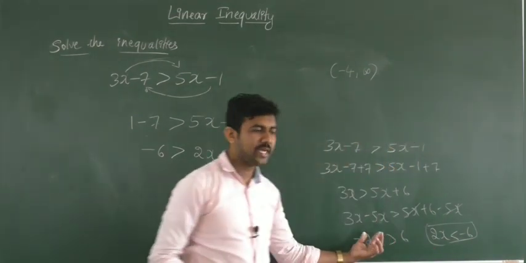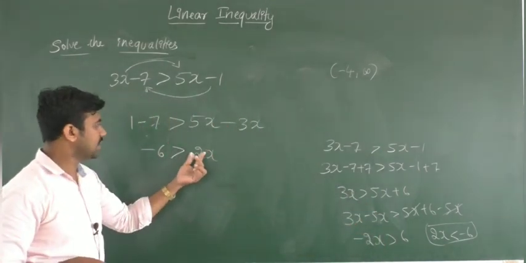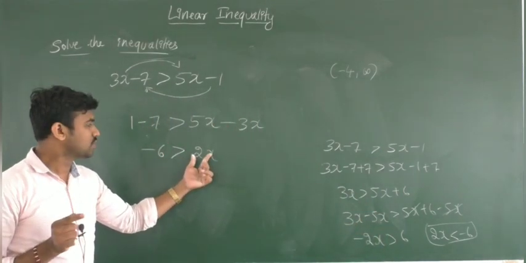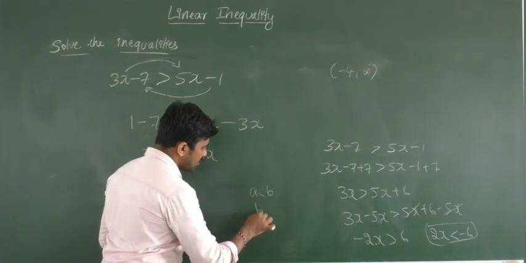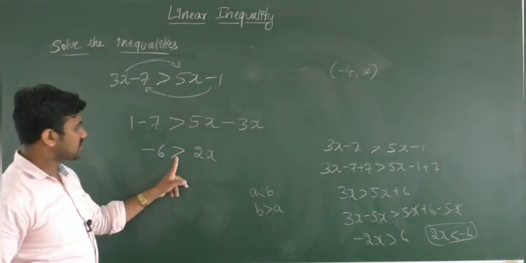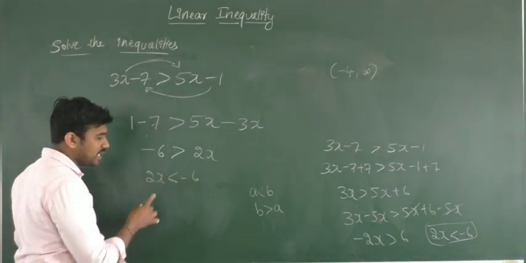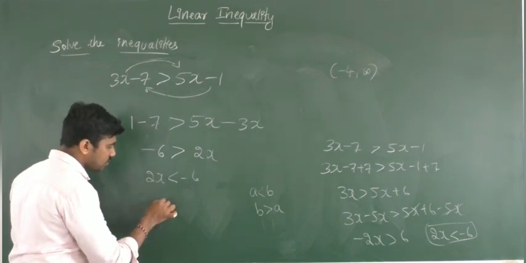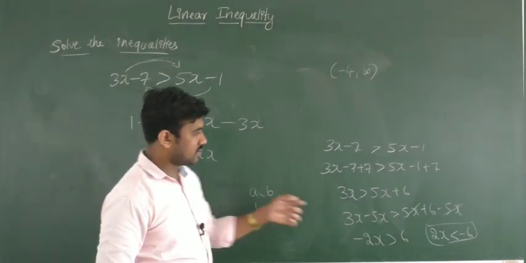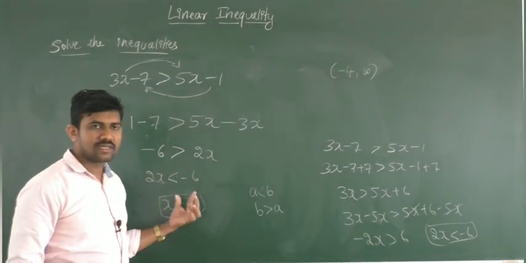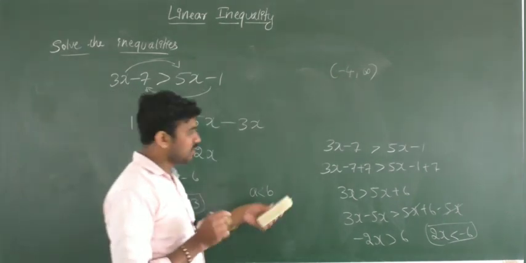If you multiply by a negative, the sign of the inequality reverses. But here it is not the case. Here already x has a positive value, so no need to multiply. Just use the property: if a is less than b, then b is greater than a. So minus 6 is greater than 2x, which is nothing but 2x is less than minus 6. We need the x value, so divide by 2 on both sides, and we'll get x is less than minus 3. Same, 2x is less than minus 6, and in the next step x is less than minus 3 we will get there also. So any one of the methods you can follow.